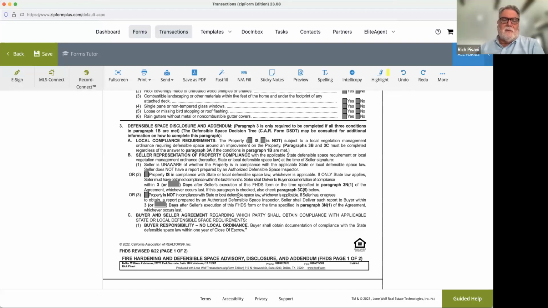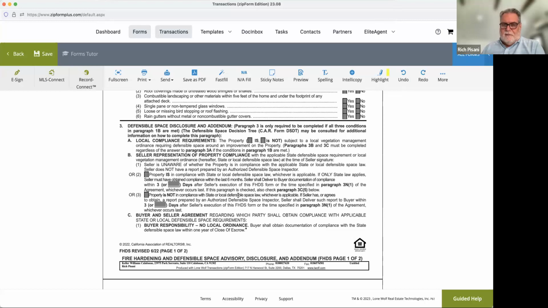Number three, property is not in compliance with state or local vegetation law, whichever is applicable, if seller has or agrees to obtain a report prepared by the powers that be, which by the way is CAL FIRE or local fire department. Those are the only authorized people who can do this report. Seller shall deliver such report to the buyer within 3 days after the seller's execution of this FHDS.